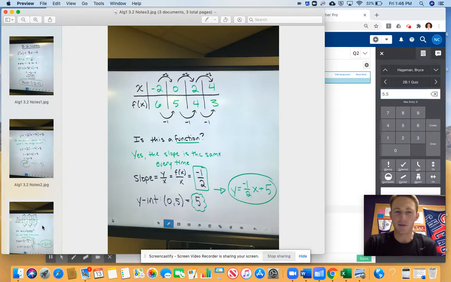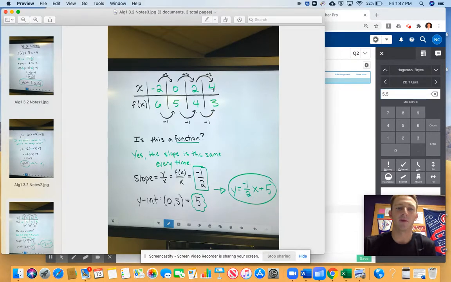Last example here, we have a table. We have the x's on top and the y's on the bottom. So we would have the points -2, 6, 0, 5, 2, 4, and 4, 3. Notice the y's on the bottom go 6, 5, 4, 3. So they're going down 1 every time, right? -1 every time. And the x's are going +2. They're going up 2 every time.